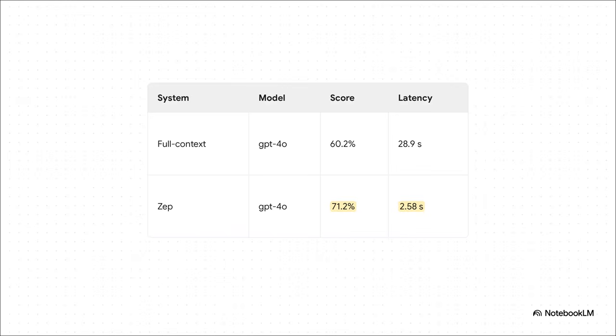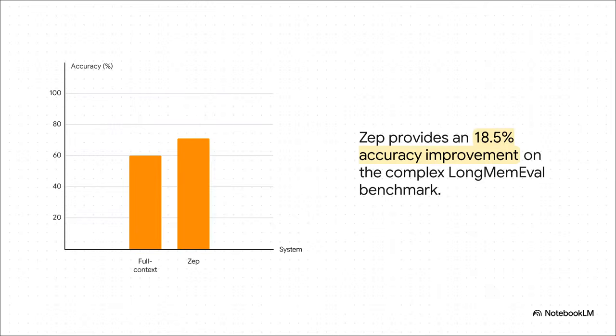And the results, well, they're pretty striking. Using GPT-4o, Zep hits 71.2% accuracy, just blowing past the baseline of 60.2%. And get this, the response time? Zep took about 2.5 seconds, compared to almost 29 seconds for the baseline model. Let's just put that into perspective. That's an 18.5% jump in accuracy on a really, really hard test. So Zep isn't just a little bit better here. It's a huge leap forward in the AI's ability to actually remember and reason through a long, complex conversation.